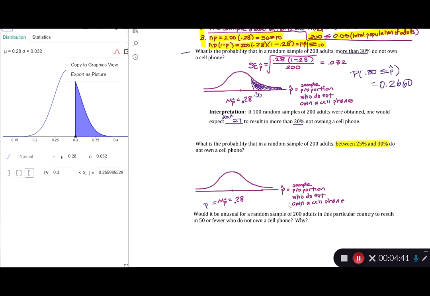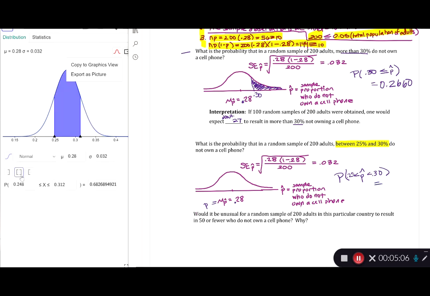This is our distribution of p hat, the sample proportion who don't own a cell phone. And then the standard error for that distribution, which we found above, was 0.032. So in this case, the probability that we're trying to find is the probability that our sample proportion p hat is between 0.25 and 0.3.